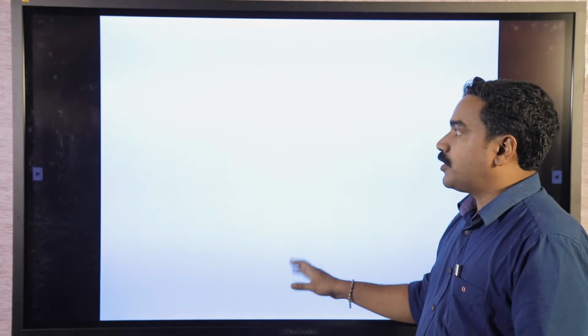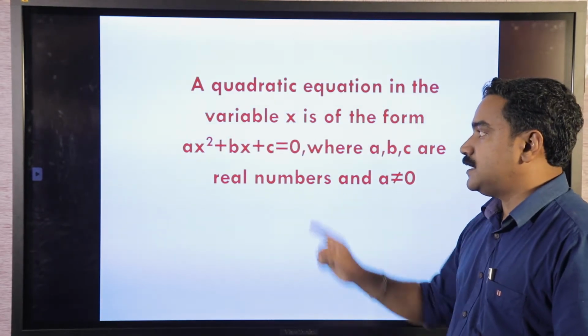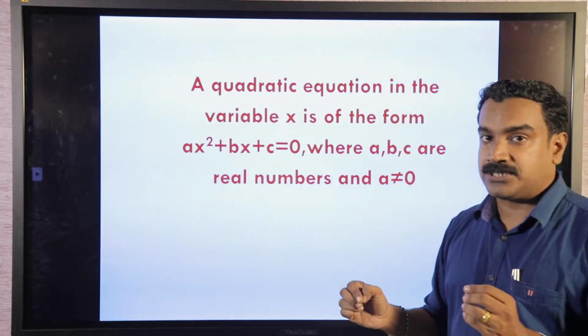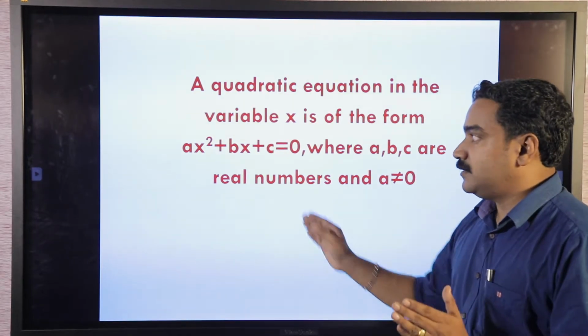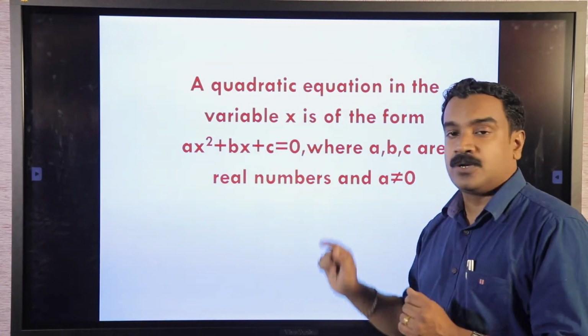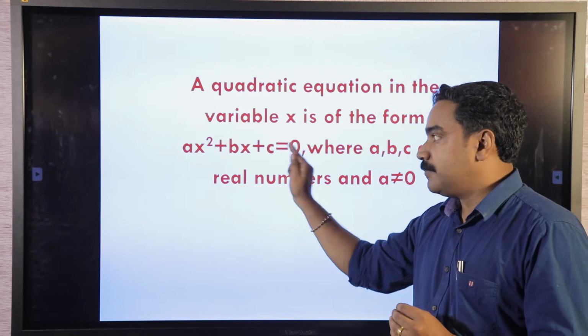In a quadratic polynomial, that is ax square plus bx plus c, if you put ax square plus bx plus c equal to 0, then that polynomial becomes a quadratic equation. So let's discuss the 4th chapter, quadratic equation. Ax square plus bx plus c equal to 0. The variable of that equation is x. Suppose it is in y, then ax square plus bx plus c equal to 0 becomes ay square plus by plus c.